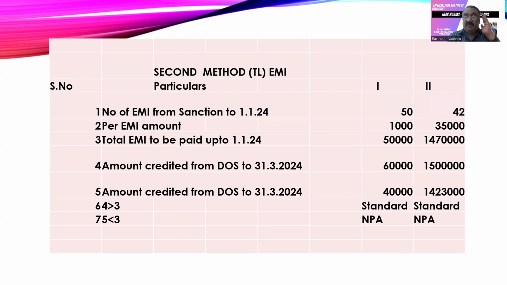So calculate EMI from date of sanction to 1/1/24. What is the number of dues per EMI? Multiply. This is the due amount to be paid. What is the amount paid? You compare it. If the amount paid exceeds the due, then that account is standard. If the amount paid falls short of the due, then that account will be termed as NPA.